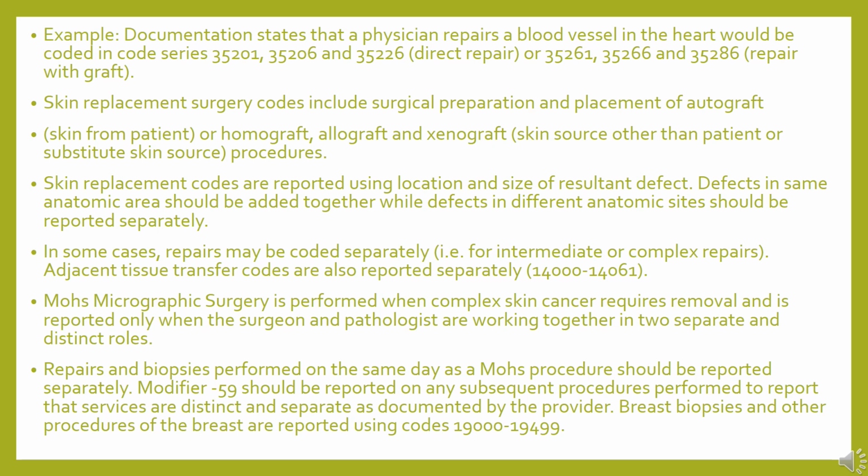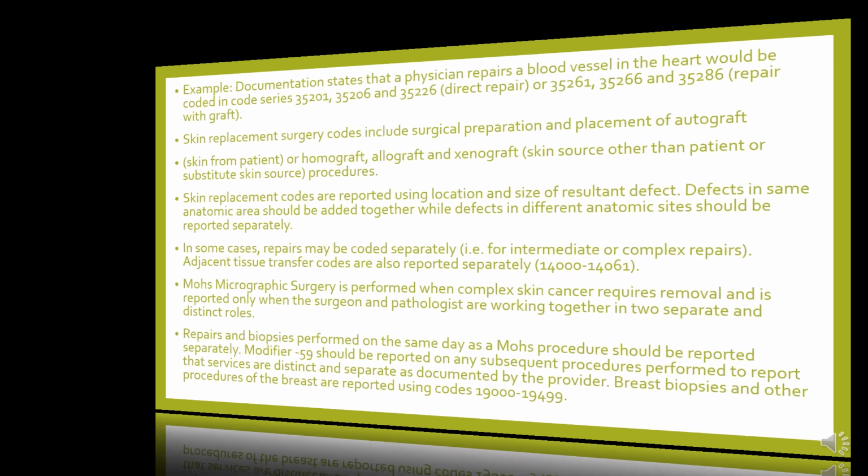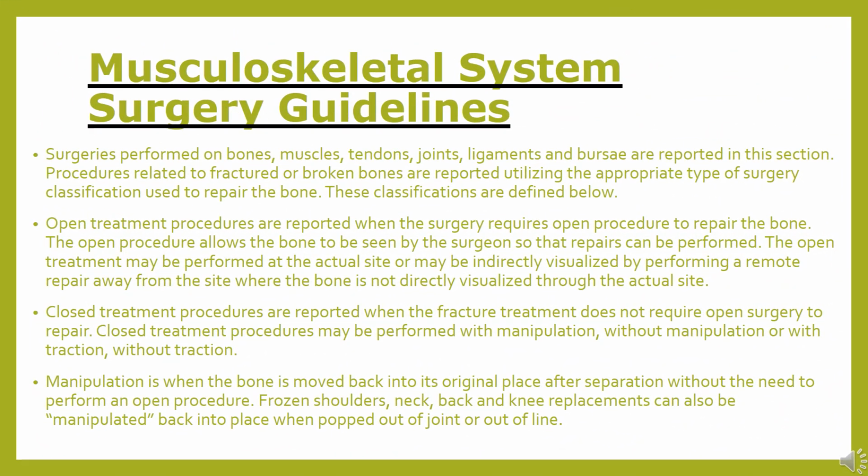Breast biopsies and other procedures of the breast are reported using codes 19000 through 19499. Musculoskeletal system surgery guideline: surgeries performed on bones, muscles, tendons, joints, ligaments, and bursae are reported in this section. Procedures related to fractured or broken bones are reported utilizing the appropriate type of surgery classification used to repair the bone. These classifications are defined below.